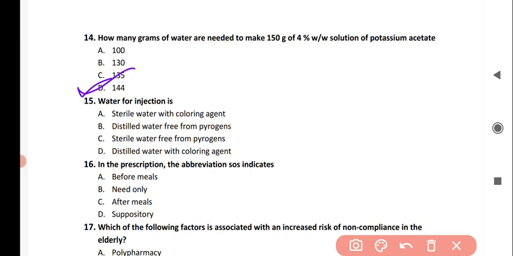Then the next question is, water for injection is. So water for injection is simply sterile water free from pyrogens. Option C will be correct for this question. The next question is, in the prescription the abbreviation SOS indicates. So the abbreviation SOS in the prescription simply indicates when necessary or when needed only. So option B will be correct for this question.